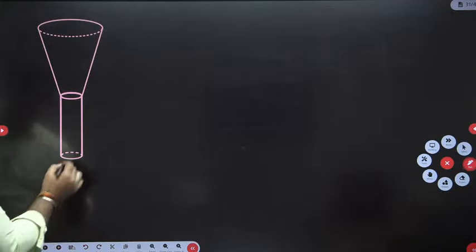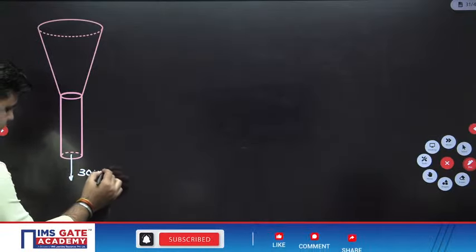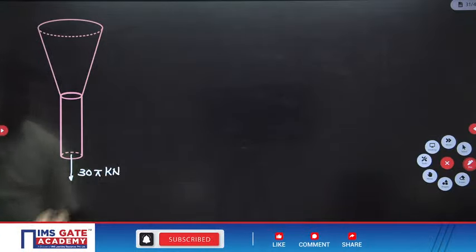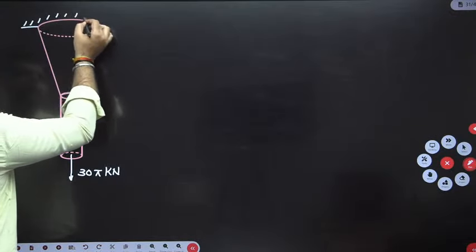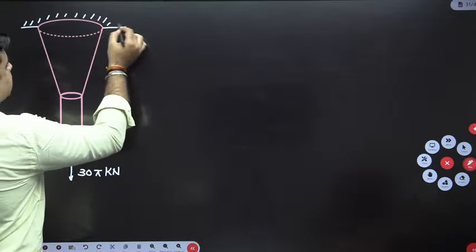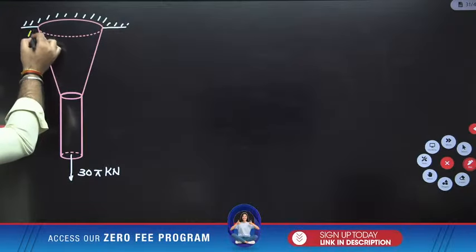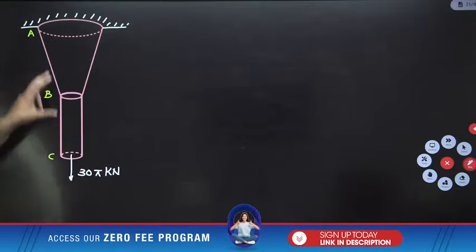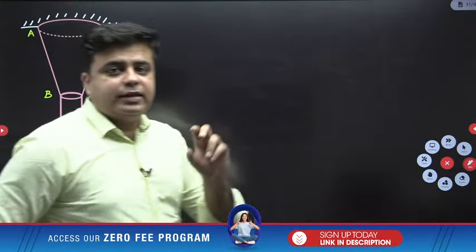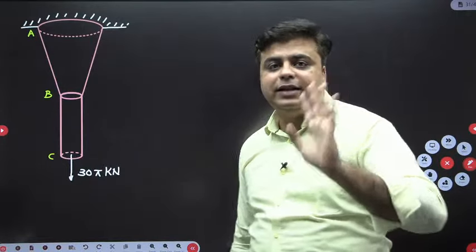Like this. And you have a 30 pi kilonewton load acting like this, and it is connected from here, it is fixed from here. Okay, so let me name this. This is A, B and C. Again, if you draw the free body diagram, you will realize that both the members are subjected to only one load, and that is 30 pi kilonewton.